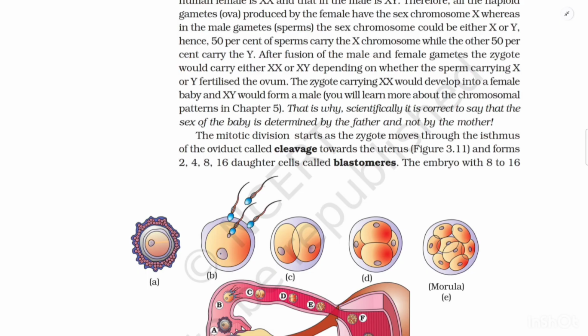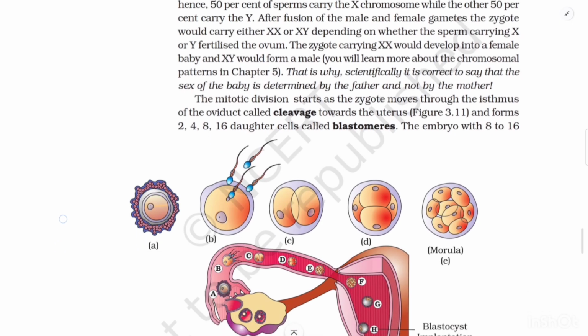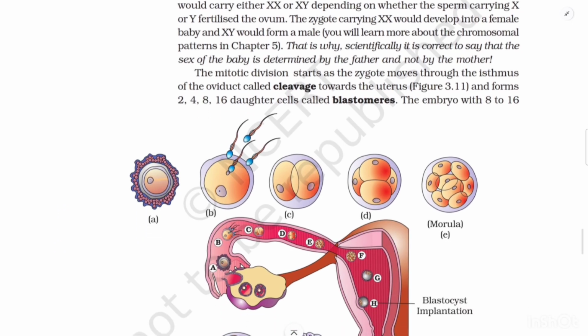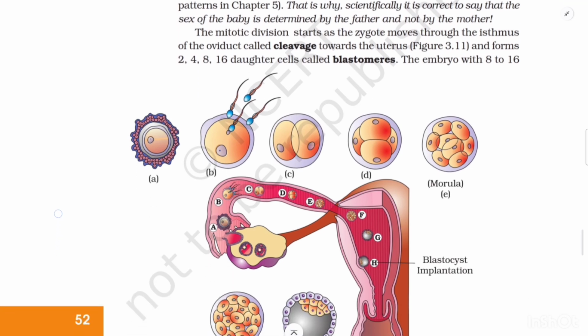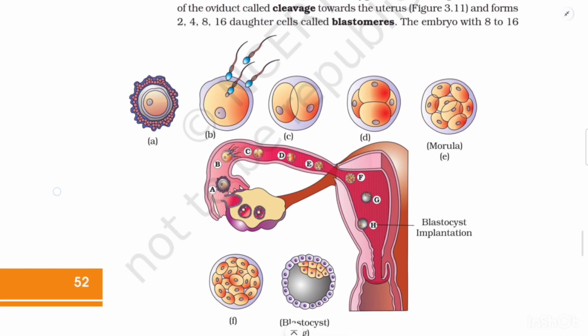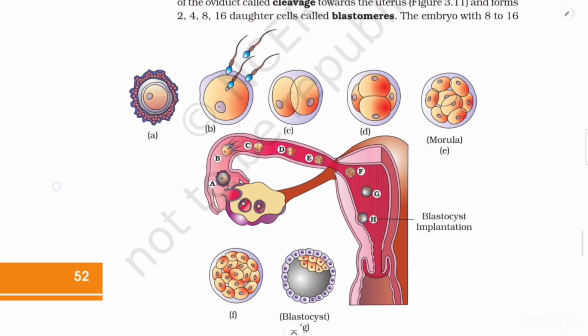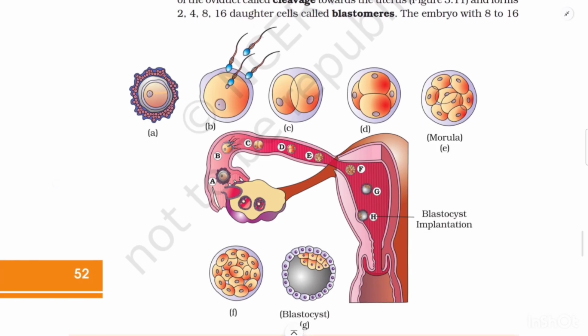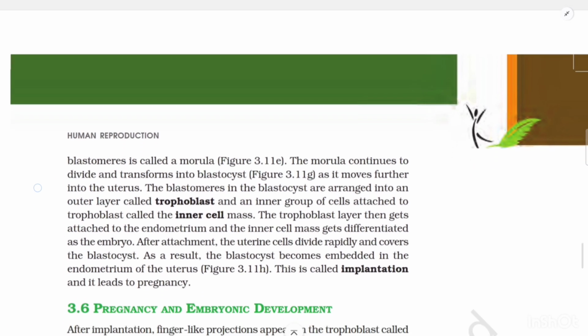You will learn more about the chromosomal patterns in chapter 5. That is why scientifically it is correct to say that the sex of the baby is determined by the father and not by the mother. The mitotic division, called cleavage, starts as the zygote moves through the isthmus of the oviduct towards the uterus, figure 3.11, and forms 2, 4, 8, 16 daughter cells called blastomeres. The embryo with 8 to 16 blastomeres is called a morula.